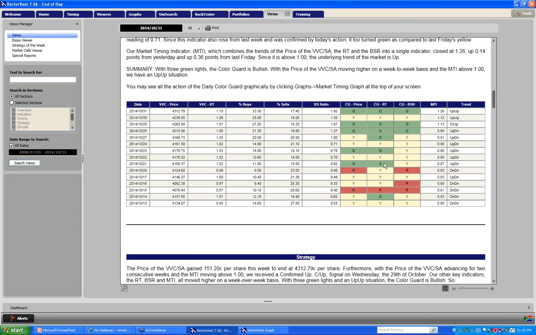So the ball is in, the game is on since the 28th, the 29th. I think that if you're a short-term player, you need to be well in.